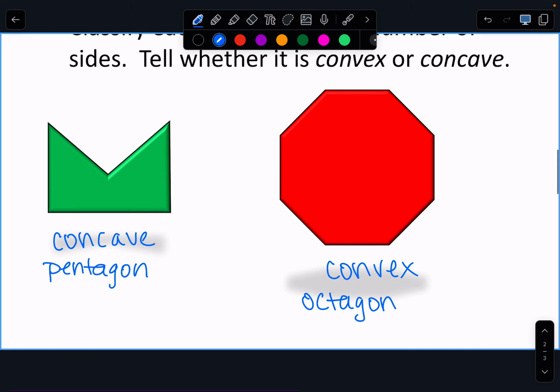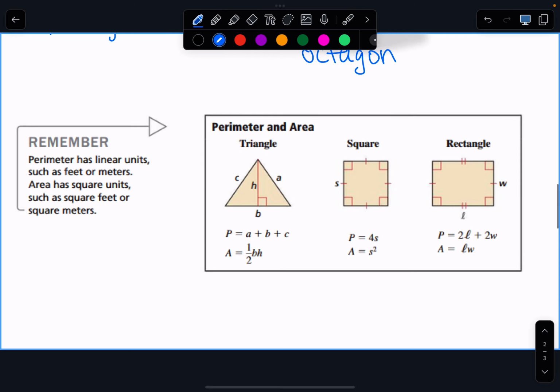Okay. Now, in your homework, I'm going to give you some shapes, and I'm going to ask you to find me perimeter and area. So here are just a couple of reminders of how we find perimeter. We add up all the sides. Area. Here are the area formulas for a square, rectangle, and triangle. Area equals 1/2 base times height.